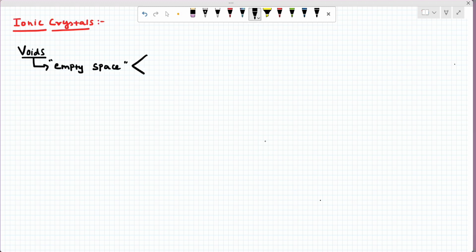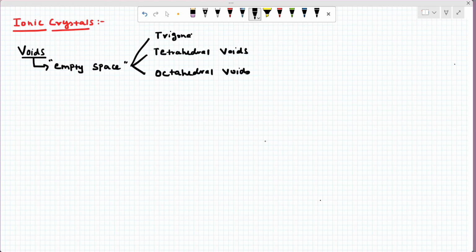In general there are two main voids: one is tetrahedral voids, and the second is octahedral voids. There are also uncommon ones, trigonal voids. Out of these three, the important ones are tetrahedral voids and octahedral voids. What do voids mean? That is called empty space. Now I'm going to discuss them one by one.